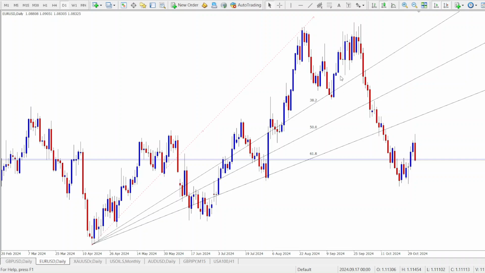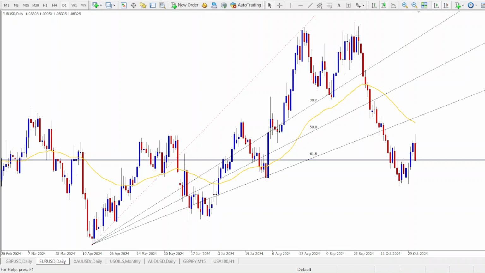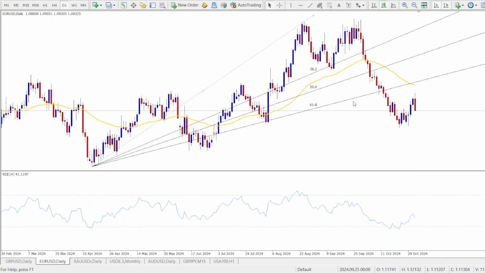Now, here's a pro tip. Try using Fibonacci fans with other indicators like moving averages or RSI. So let me just add the moving average to the chart, and then let me also add the RSI to the chart as well. For example, if you see price approaching a Fibonacci fan while the RSI shows overbought conditions, it could be an additional confirmation that the price might reverse or slow down.